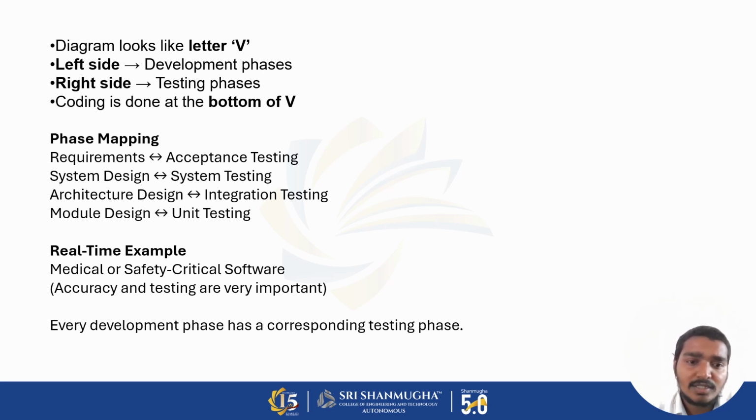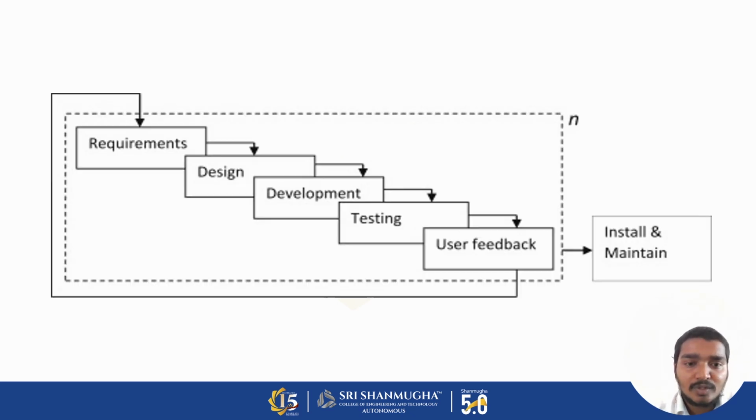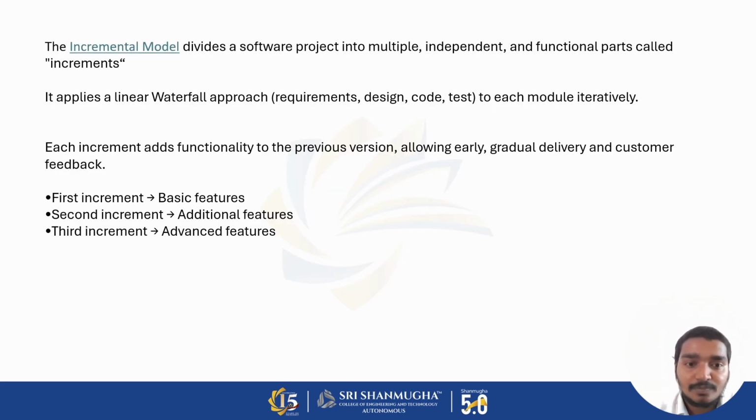The real-time example is medical or safety critical software. Accuracy checking and testing are very important. Every development phase has a corresponding testing phase. So you see in the diagram: requirement and designing, development, testing, user feedback, and install and maintenance. So it is a looping process. If there is any update, it can be handled through the instant maintenance process.